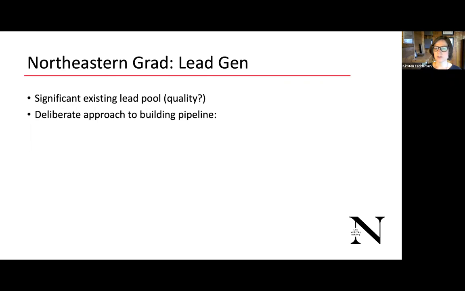So if we're looking at lead gen, as I mentioned multiple times, we have this significant lead pool, but the question is the quality there. And we don't necessarily want to rely just on an organic lead pool. So we're trying to be a little bit more deliberate about how we're building our pipeline, in addition to what's coming to us organically. The pieces under that are, first and foremost, a lot of paid search, meaning not higher education specific methods, but just marketing in general: paid search on search engines, and a lot of digital advertising in select markets as well.